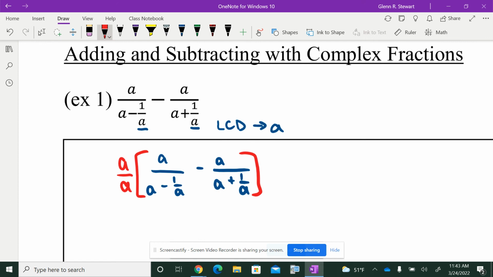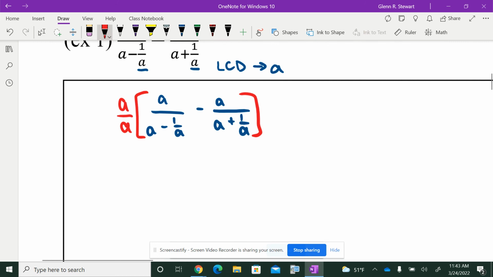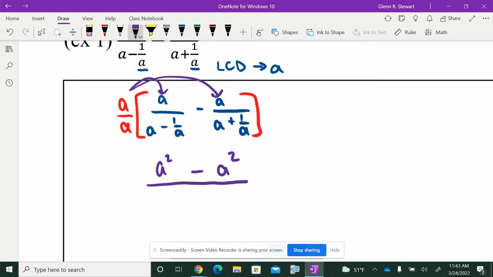I want to do that because I'll show you in a second. When I distribute, that's going to eliminate my fraction. So I'm going to distribute. I'll just use purple to distribute here, and I get A squared. And if I distribute to the other one, I also end up with an A squared. On the bottom, I'll distribute to these first two, and I'll get A squared minus A over A. And then if I distribute to the other ones here, I'll end up with A squared plus A over A.